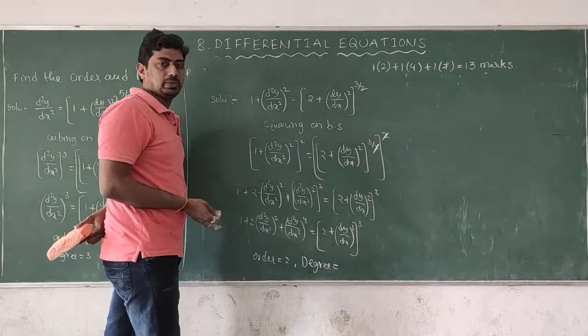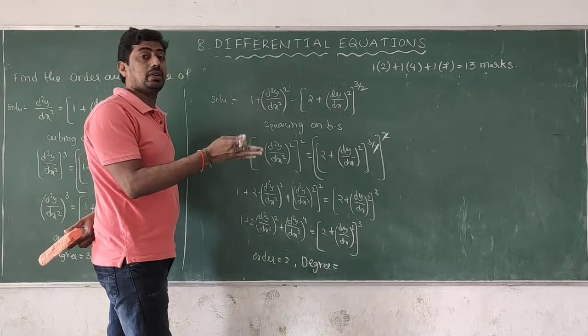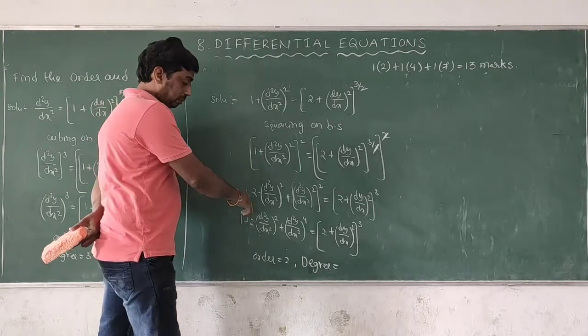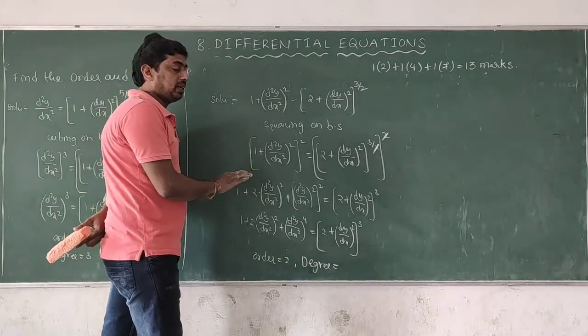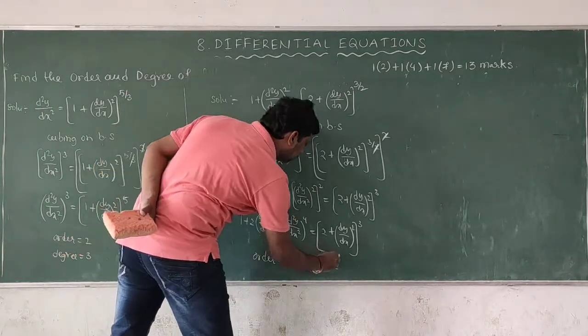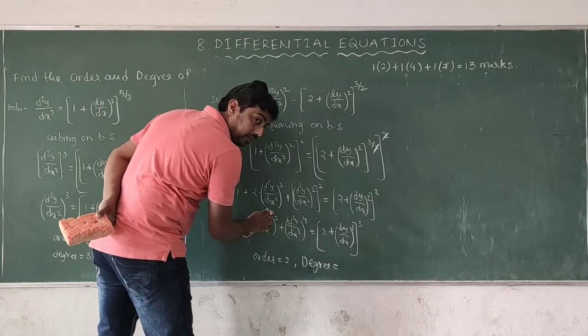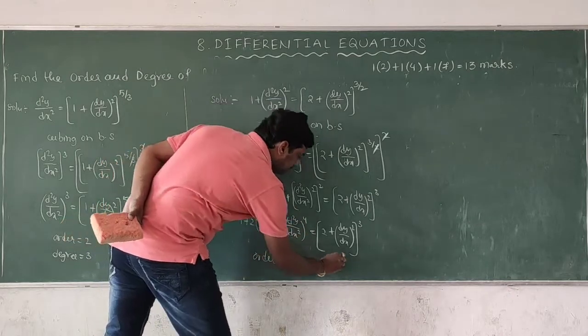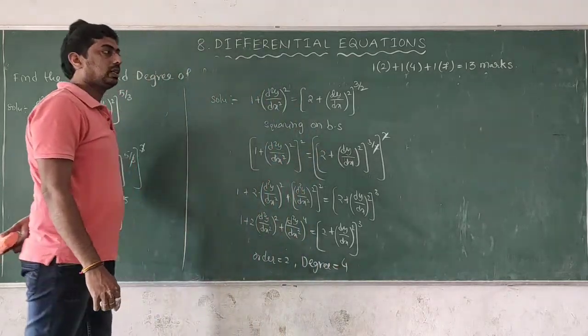The highest power of the maximum order derivative of the differential equation is called the degree of the differential equation. That's why here the maximum is 4. If the orders are equal, then the maximum power is called the degree. That's why it is 4. Is it clear? Right.